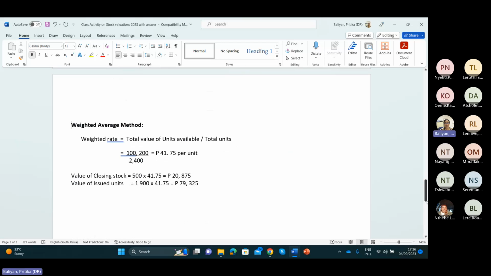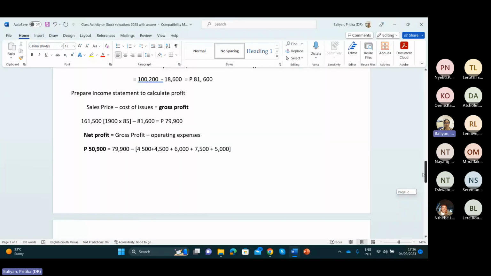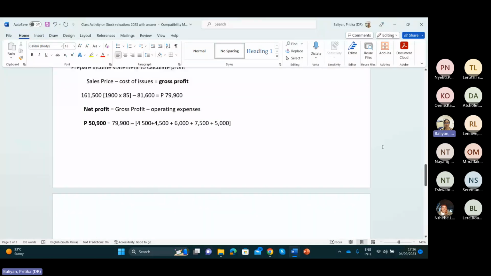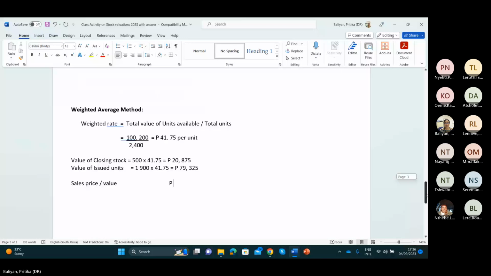What is the sales price? You are calculating the gross profit, right? So the sales value is 161.95, like we had here for all of them. 161,500.